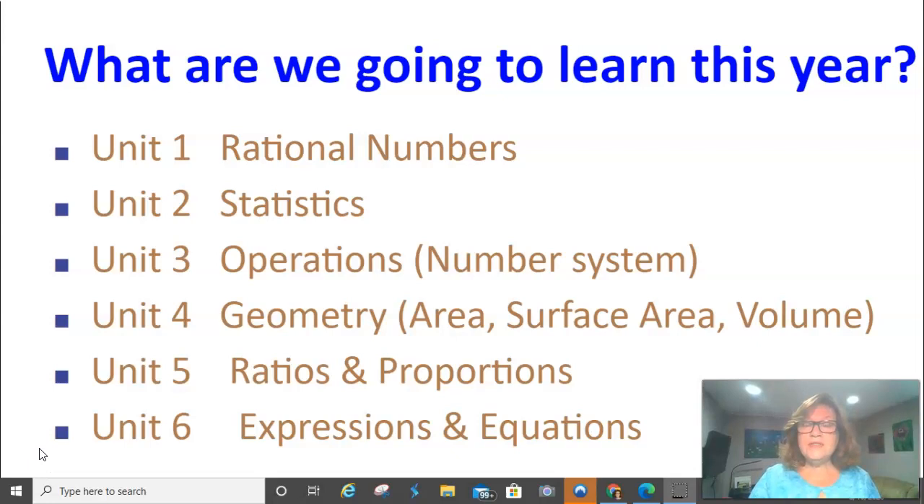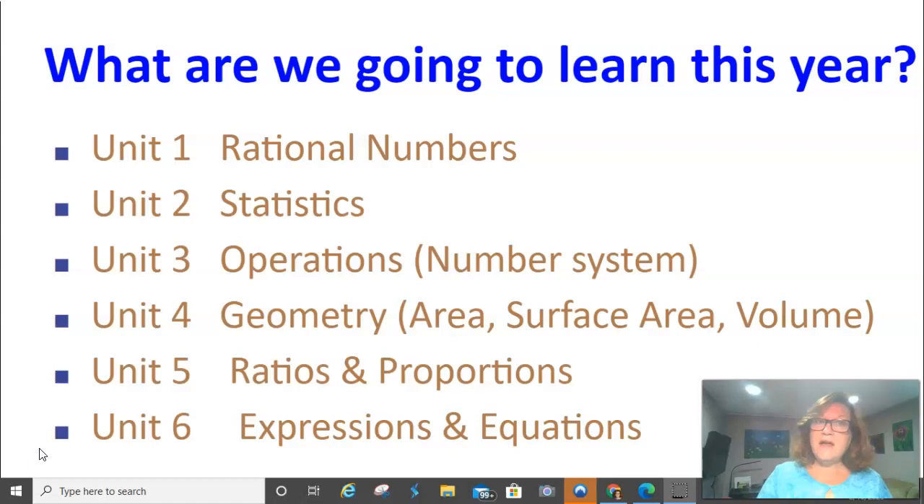Then Unit 2, Statistics. We're going to be learning about mean, median, mode, range, making dot plots, making box and whisker plots, and histograms. Unit 3, Operations. Students are going to be doing adding, subtracting, multiplying, and dividing with decimals, and they're also going to be dividing fractions. This unit is very much a review from last year and just reinforcing it and taking it just a little bit further. Unit 4 is Geometry.